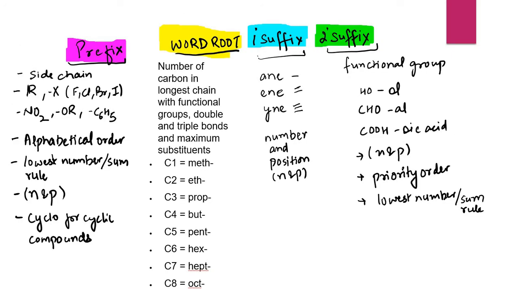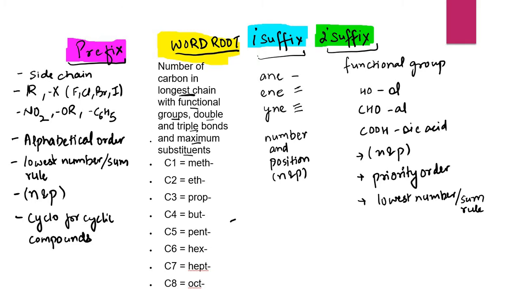Let's come to the nomenclature. Whenever we start naming a compound, we should always first focus on the word root. Now what is a word root? Basically the word root tells the number of carbons in the longest chain. If it's an alkane, we find out the longest chain, and we make sure that the longest chain should contain the functional group, or if we have a double or triple bond, and it should have the maximum substituents.